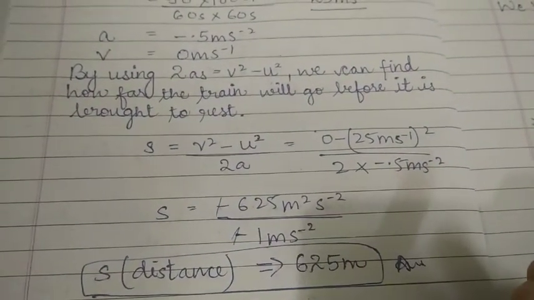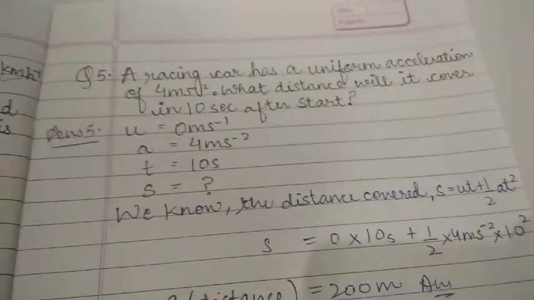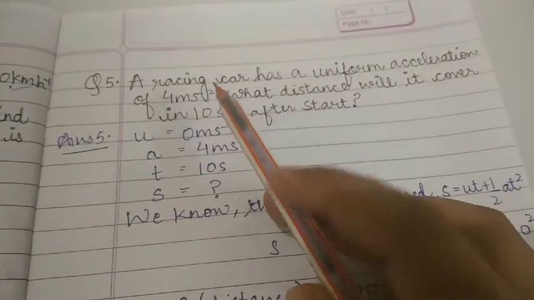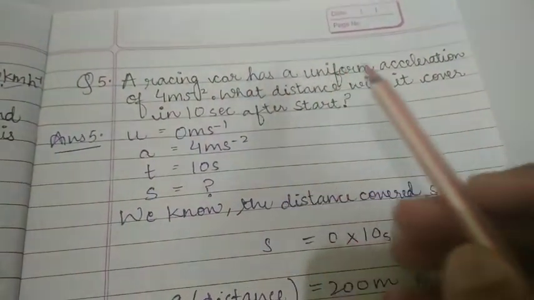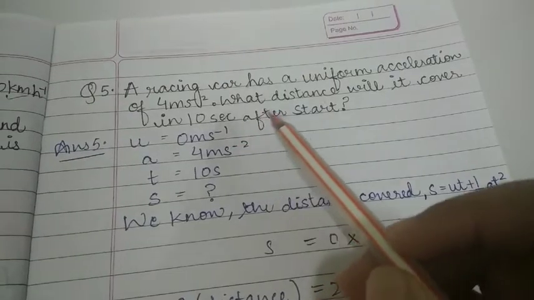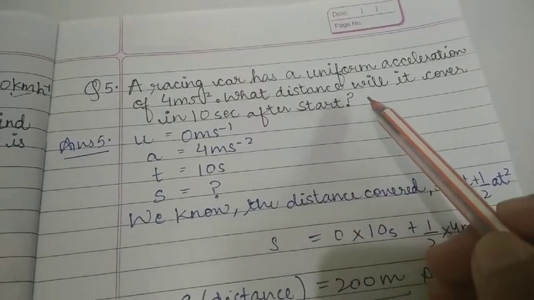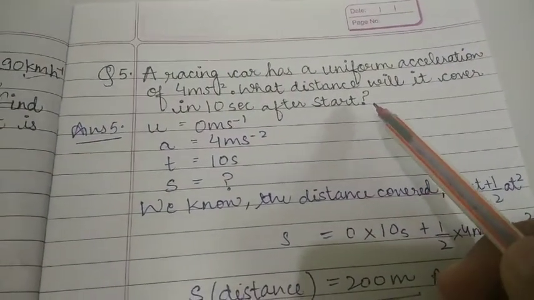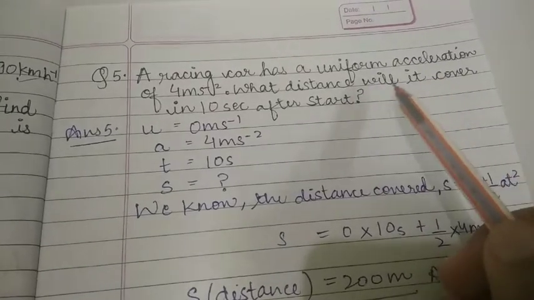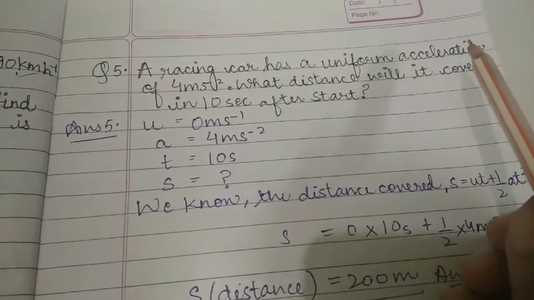Let us move upon the last question, that is question number 5. So here is question number 5, that says that a racing car has a uniform acceleration of 4 meter per second square. What distance will it cover in 10 seconds after start? Very easy question. Everything is given to you, just have to find the distance only, right?